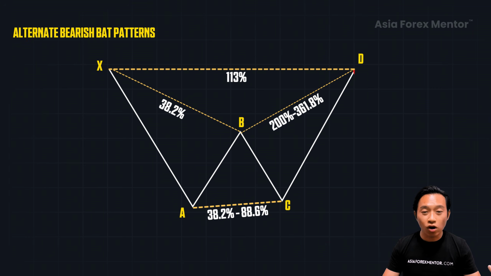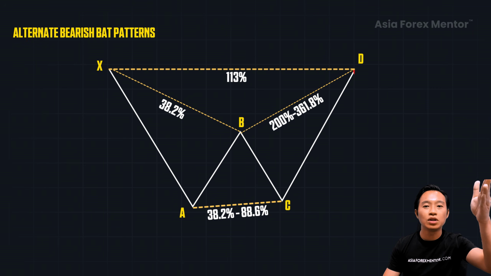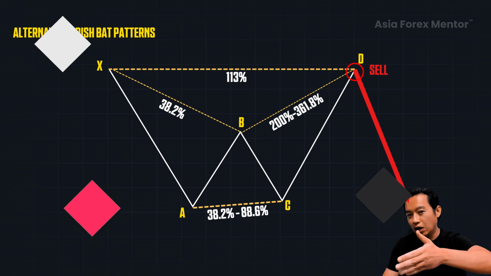So now, the bearish alternate bat is just the opposite. So I'm not going to go through that. Same thing, we execute from point D for a sell downwards.